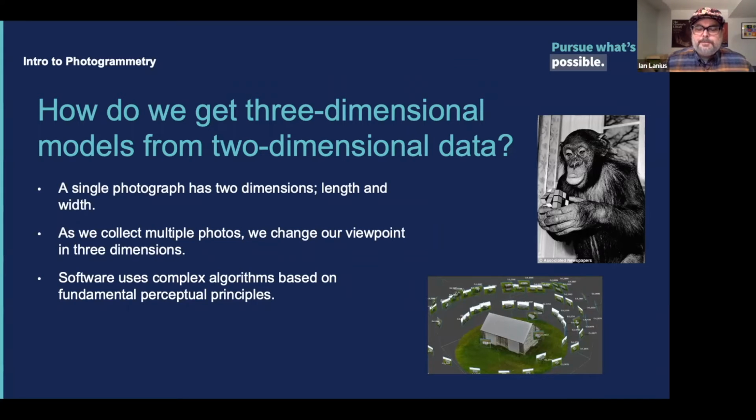So yeah, at first glance, it seems like, how do we get 3D from 2D? One photograph has two dimensions, but to collect these many photographs, we're moving through three dimensions. And even though each individual photograph only has 2D data, the software, through comparing points and knowing about parallax, can build depth information.